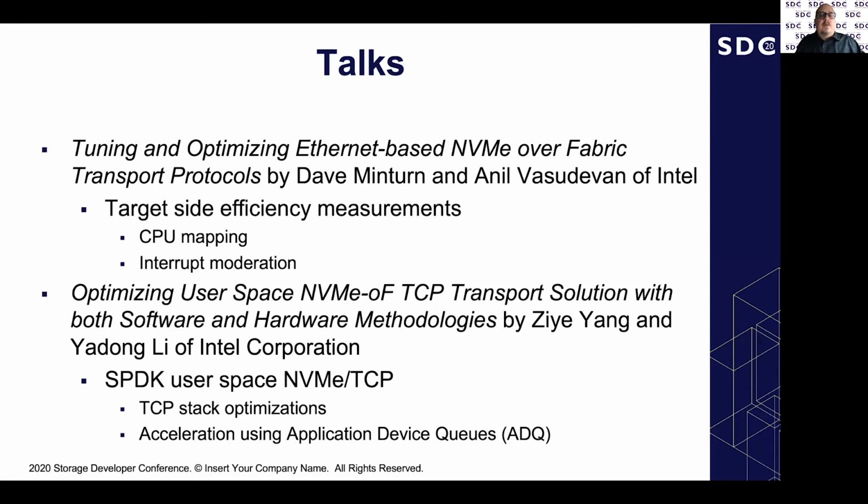And then after that, looking at optimizing user space NVMe transport solution for both hardware and software. This one is looking at a user space NVMe TCP binding, which does give you quite a few advantages in performance and easy upgrading. You don't have to upgrade the kernel to upgrade a user space implementation. It looks at TCP stack optimizations and using application device queues or ADQ to improve performance.